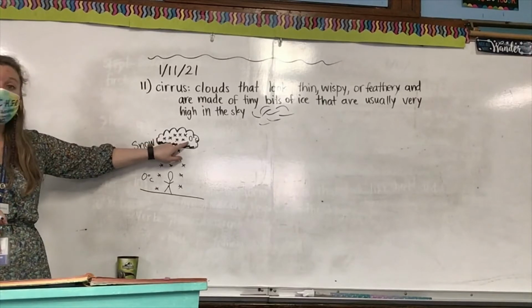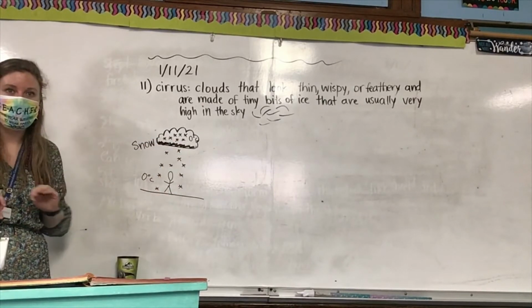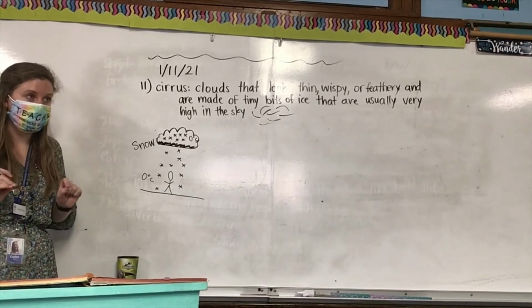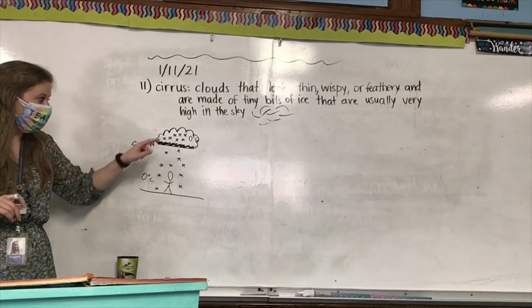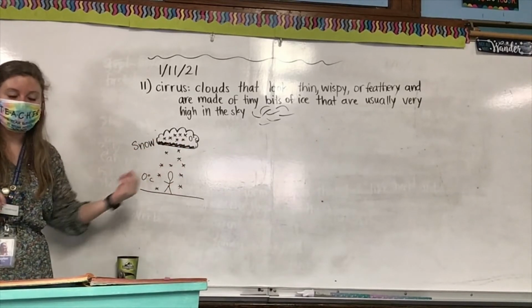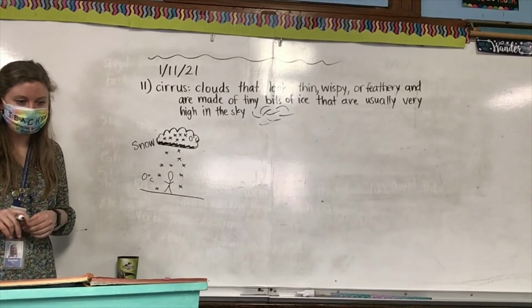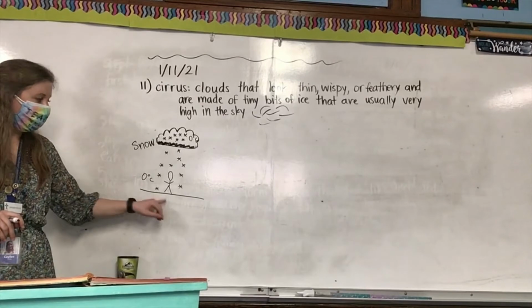The water freezes in the cloud. It stays frozen as it falls. It does not melt. So the bits of ice collect in the cloud and then they fall to the ground as snow. Bless you. That's how we get snow.